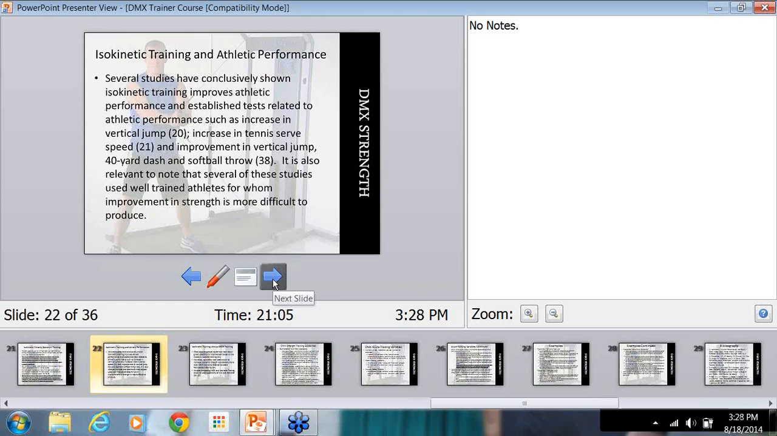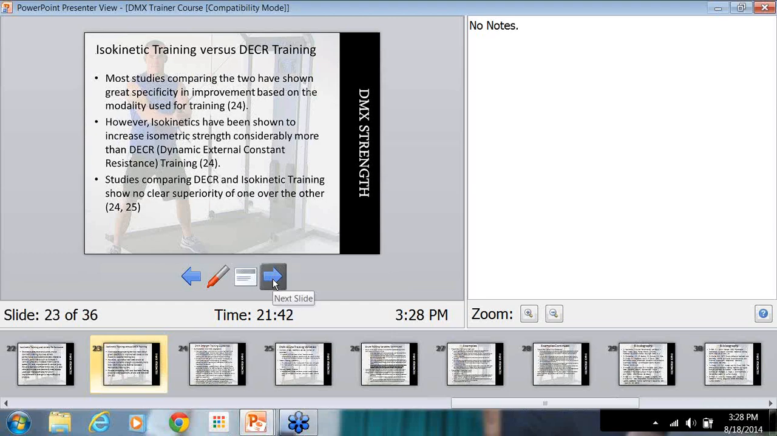So studies have consistently shown that isokinetic training improves athletic performance, and established tests related to athletic performance such as increase in vertical jump, tennis serve, 40-yard dash and softball throw. So it's important to understand that there's been direct evidence that isokinetic training does improve these accepted measures that are clearly related to athletic performance. So it is absolutely a viable and proven athletic training modality, particularly in this functional layout that we have with DMX strength.